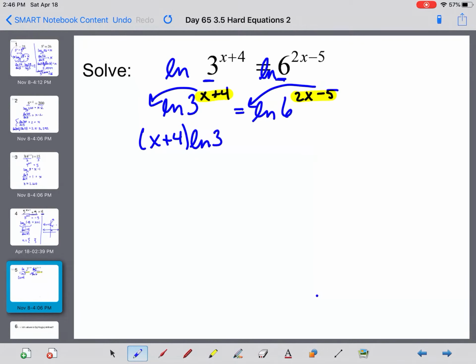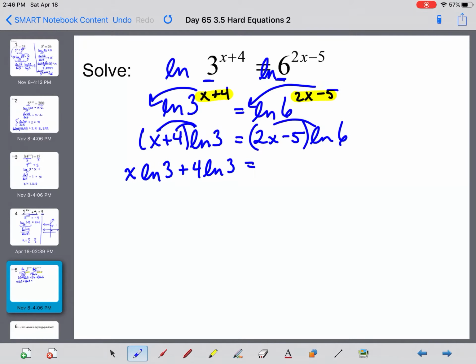So I'm going to have this quantity x plus 4 times the natural log of 3 equals this quantity of 2x minus 5 times the natural log of 6. So what happens here is natural log of 3 and natural log of 6, they're just a number. And I don't know what they are. That's something I'll type into my calculator in just a second to figure out. But what I can do is distribute that coefficient, the natural log of 3, inside of these parentheses. So x times the natural log of 3 is x natural log of 3. 4 times the natural log of 3 would be 4 natural log of 3. And then we're going to distribute the natural log of 6 into the other set of parentheses.